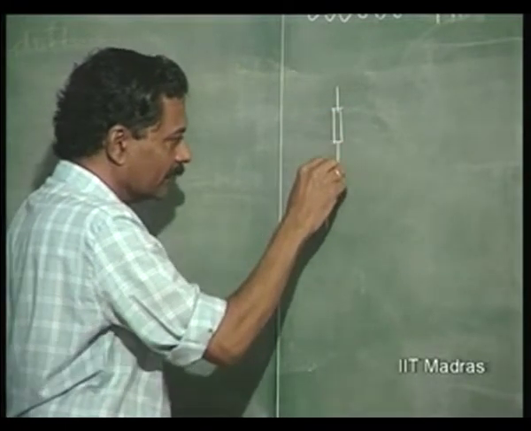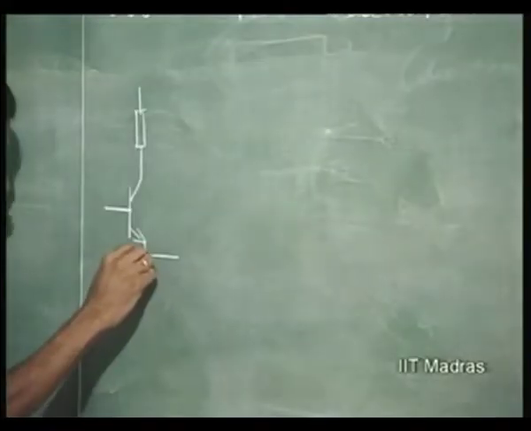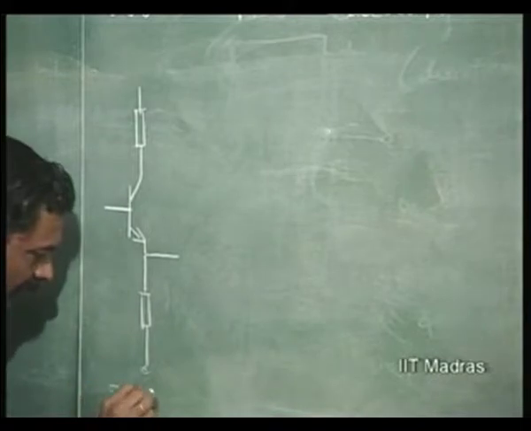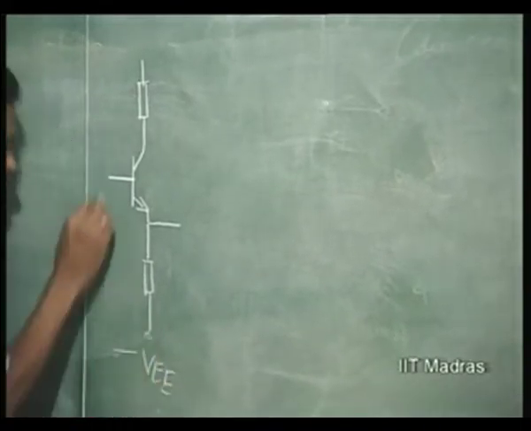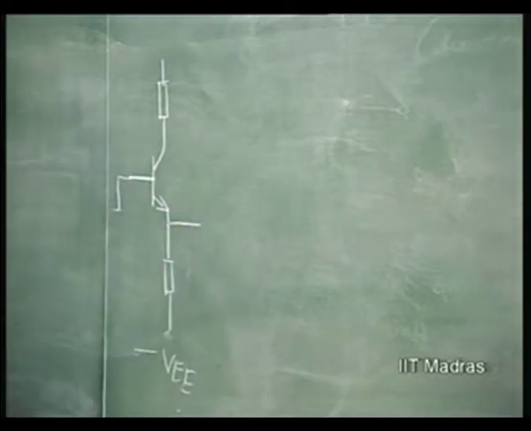Let us consider the common emitter amplifier, with minus VEE connected. Let us now concentrate on this part. We would like to get rid of this capacitor.